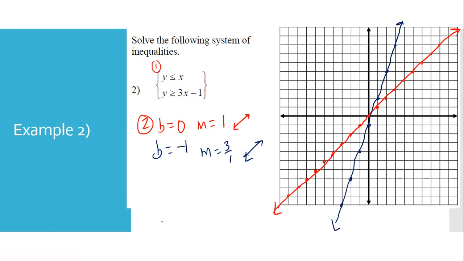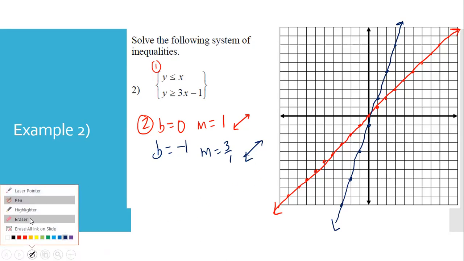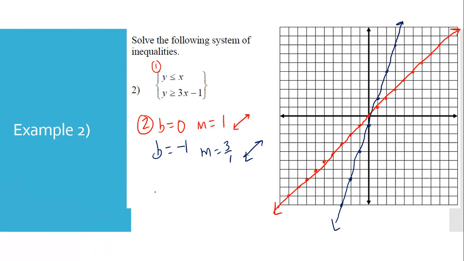All right, so now we're going to do our shading. Step 3 is when you shade. For the first equation, it is greater than, less than, right? So for the first equation, we are shading below, because it's less than or equal to. Agreed? So my red one, I'm going to shade below. Shading has been taking place.